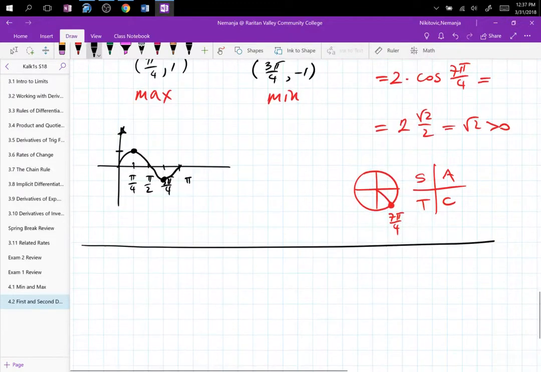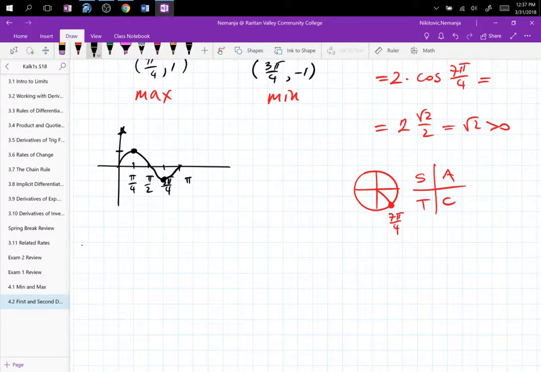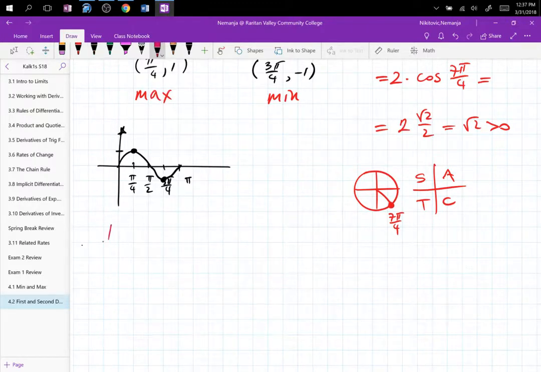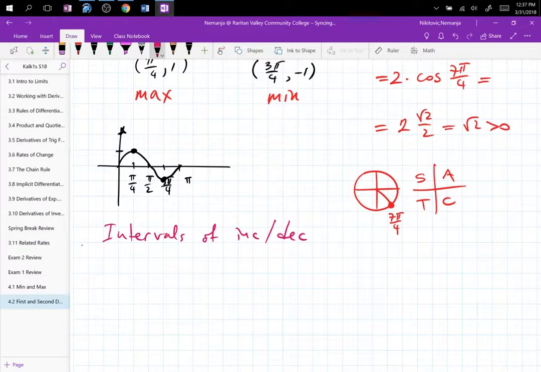One more example of this and we can go to the second derivative test, which is the same procedure as the first one. So let's find, ooh, you know what I forgot? Now I'm sad. I forgot to write the most important thing every time. Intervals of increase, decrease. This is like your answer to the question.